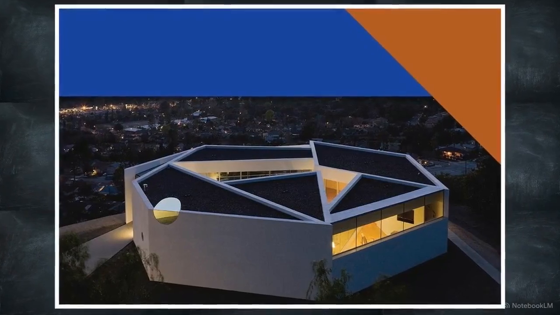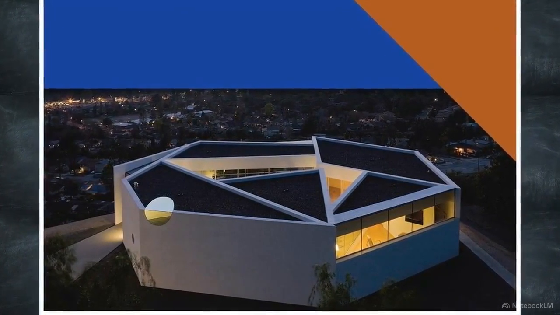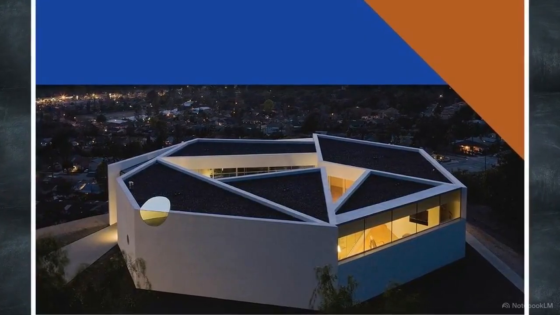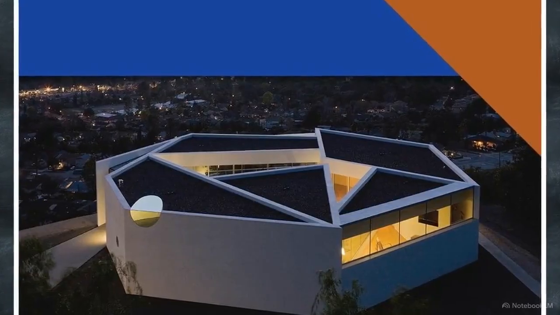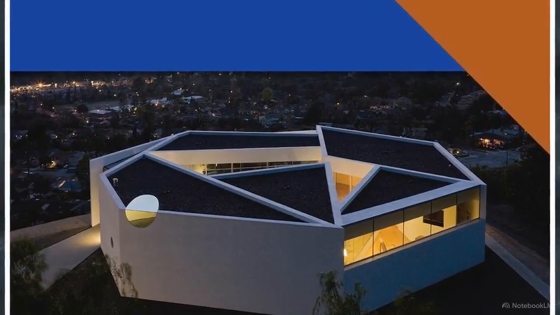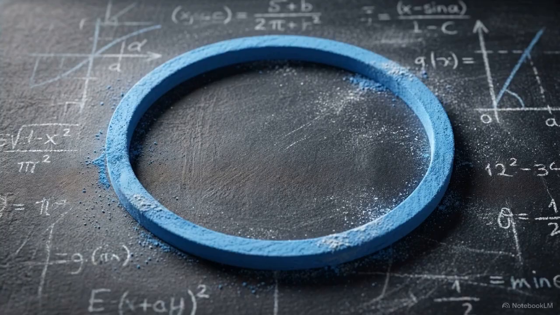This building is defined by precise geometric boundaries, specifically the interplay between polygons and circles. Calculating the exact perimeters and areas of these shapes is a mandatory first step in architectural engineering. Before we can calculate those dimensions, we rely on a core geometric axiom: all circles are strictly similar.